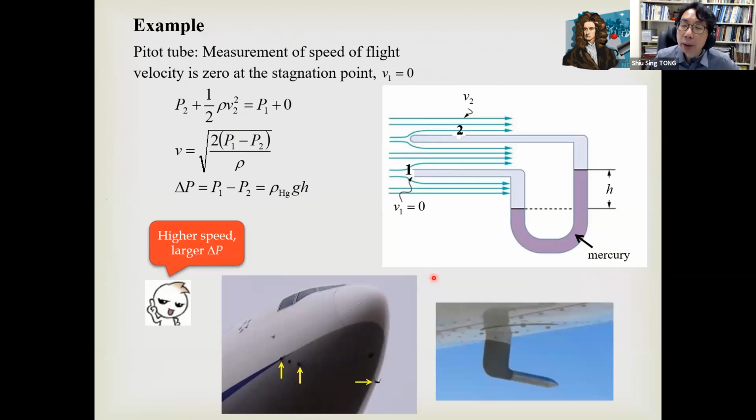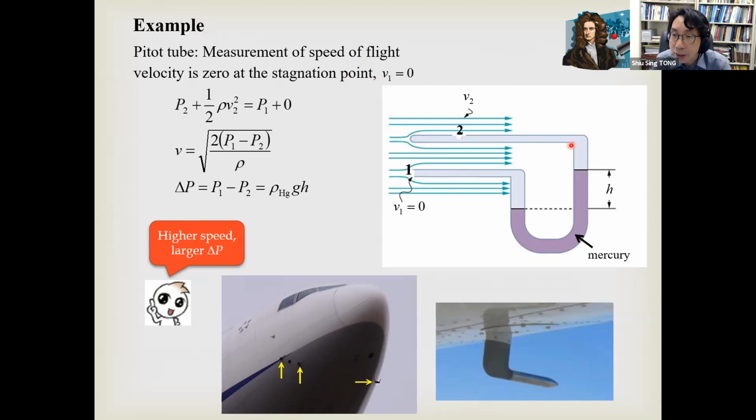Now let's apply Bernoulli's principle to this interesting example. When you take an airplane, you see a funny little thing sticking out from the head of the airplane. This is called a pitot tube. A pitot tube is actually an instrument for measuring the speed of flight. Now, how does the instrument measure the speed of flight?